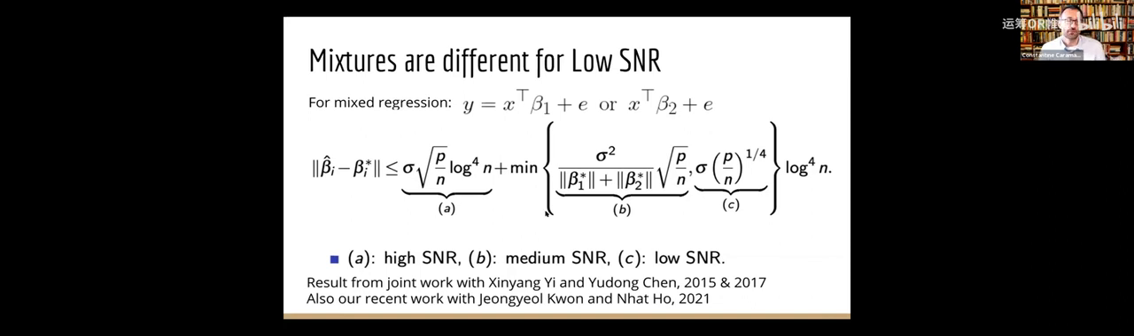And then on the flip side, when sigma is much bigger than the norm of beta, then we see that the rate actually changes, and we no longer have the square root of 1 over n, but rather the fourth root. So this is from joint work with Xinyang Yi and Yudong Chen from some time ago. But really, this was the work that sparked my interest in this area.